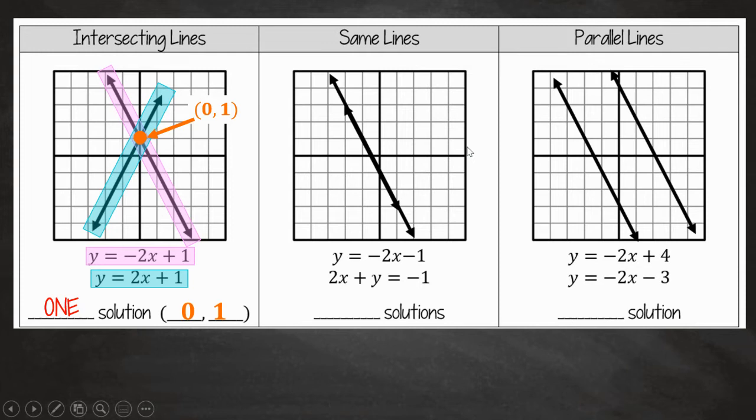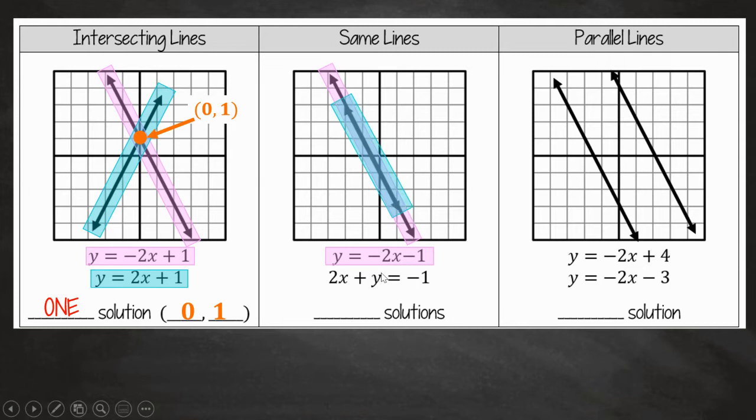The next type of solution we could have is an infinite solution, and that's when we have the same lines. So even though this may not be apparent or obvious to you that this is the same line, when I look at y is equal to negative 2x minus 1, I know that this is that line because at negative 1, that's my y-intercept. I went down 2 and to the right 1. So from here, I went down 2 and to the right 1.